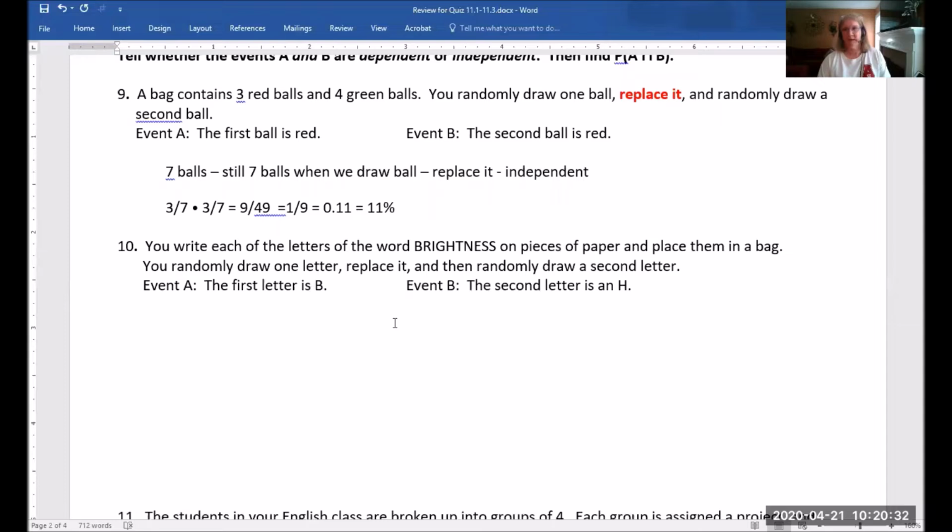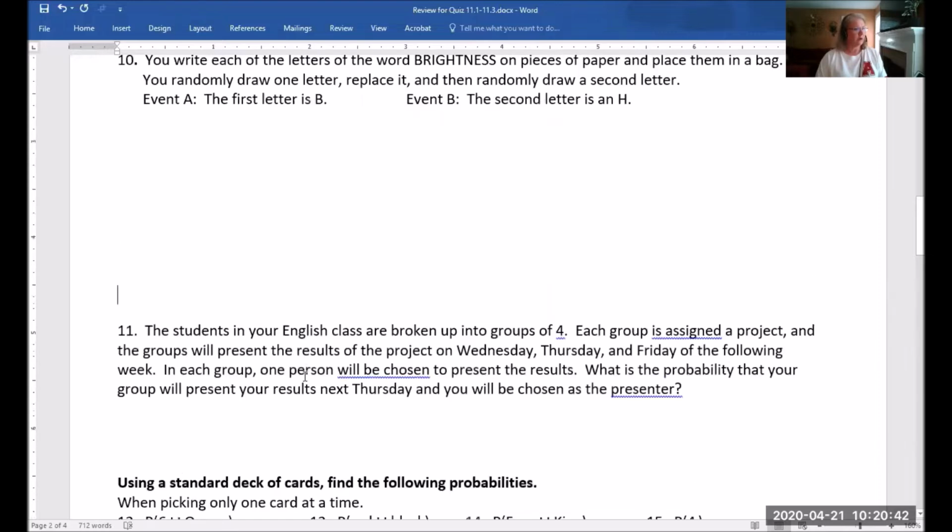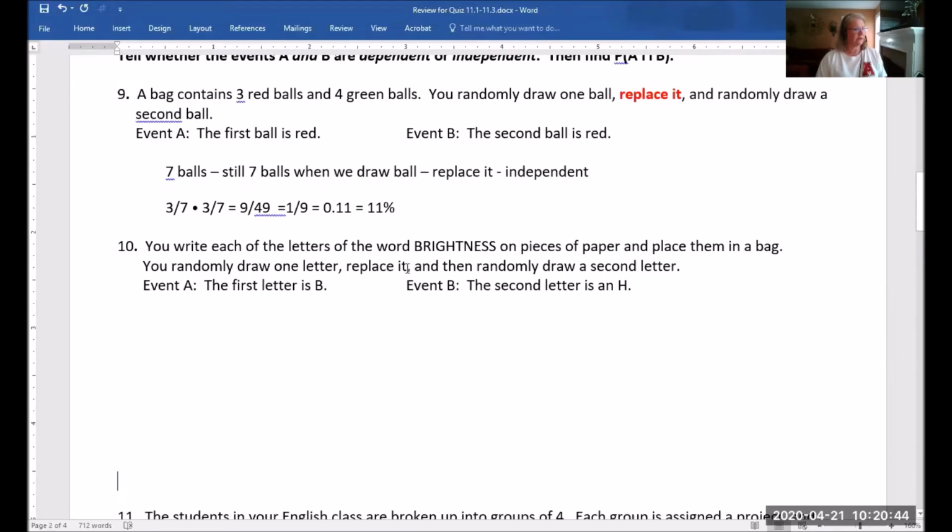If we're replacing it, is it going to be dependent or independent? Independent. It's going to be independent. So let's change this problem. This wasn't what was on your review, but we're going to change it just so we can talk about it. So we're going to say we kept it. I'm going to change these words right here to "kept." Do you see that? I kept it this time. So now when we start talking about this problem, it's going to be a little bit different.